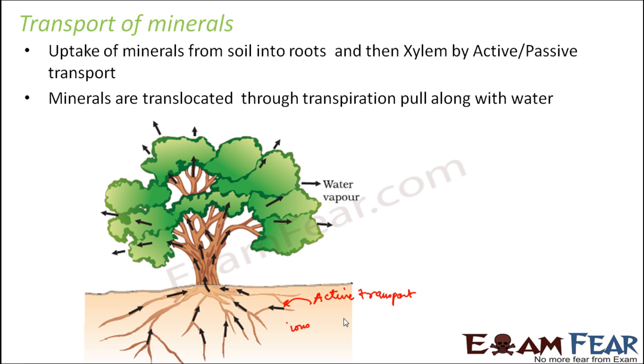So minerals are translocated through transpiration pull along with water. Once the minerals have reached the roots, they will be transported along with water by the same concept of transpiration pull and root pressure, and that is how minerals will also reach different parts of the plant.